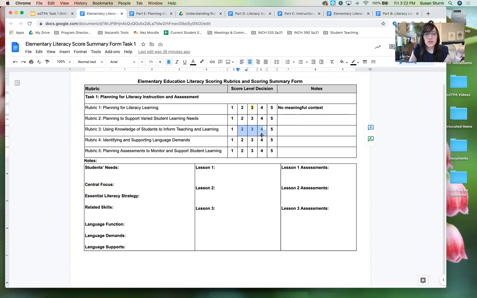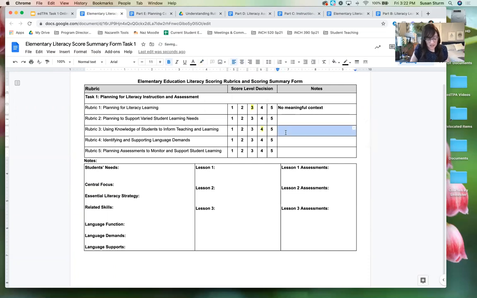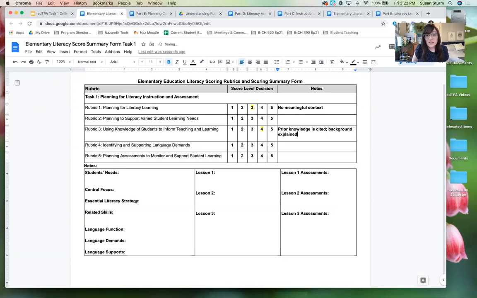Using knowledge of students. This to me would be at a level 4. We see prior knowledge is cited. We see backgrounds explained. And we see a connection to theory. I would score this at a level 4.